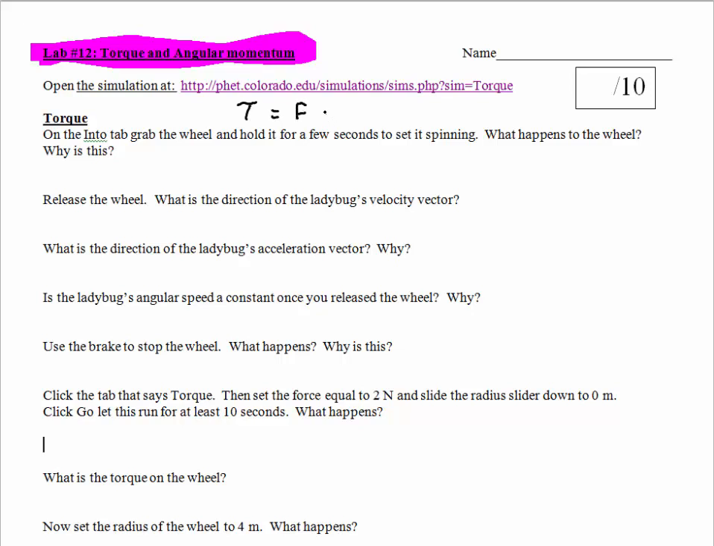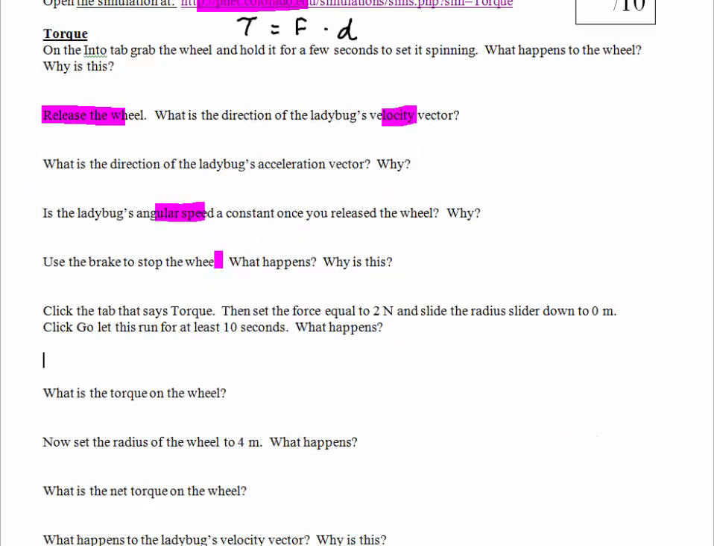So torque is a force multiplied by a distance, and in order to get something spinning, you have to apply a torque. Once you get it spinning and you stop applying that torque, it's just going to keep on doing what it's doing. So the first thing I have you do is go to this simulation right here, grab hold of the wheel and get it spinning, and think about what you did and how you did it. Then you're going to let go of the wheel and pay attention to the bug's velocity, acceleration, and angular speed or angular velocity, and then you're going to stop the wheel.